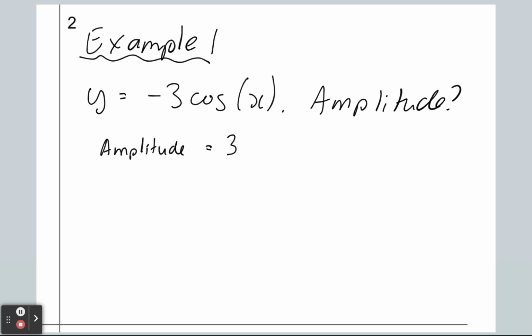Remember that the minus is to do with the reflection, not the dilation. So the amplitude is 3. So we always take the absolute value of that number. And that's it. That's all you have to do if you're asked to find the amplitude.